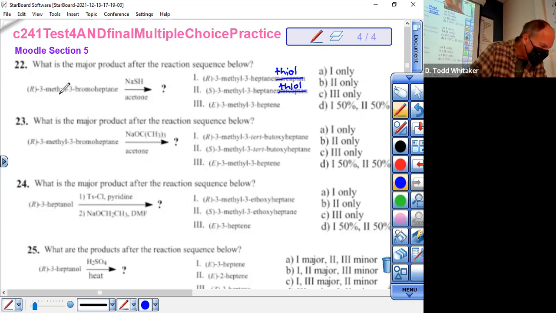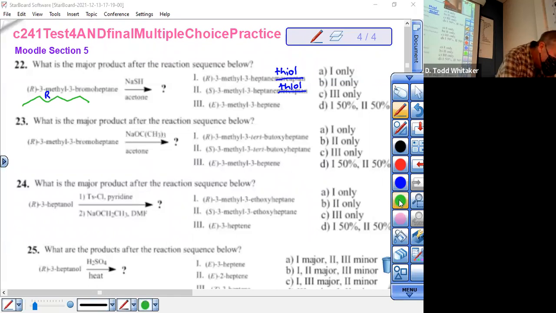We have R 3-methyl, 3-bromo heptane. So it's tertiary. Let's prove it. I'm just going to write R up here. You don't have to draw it. You just need to know it's R to start with. And we got a bromo and a methyl up there. Tertiary RX. I'm thinking SN1.